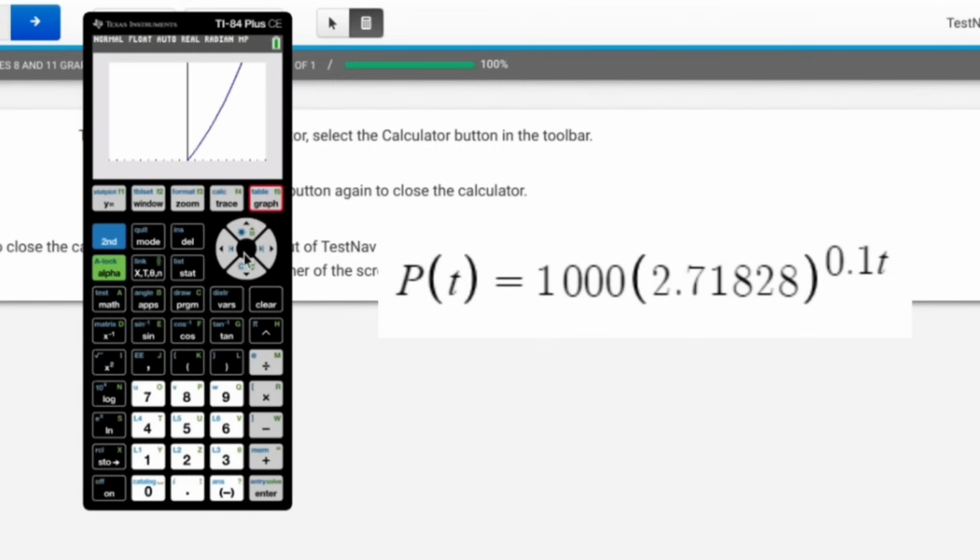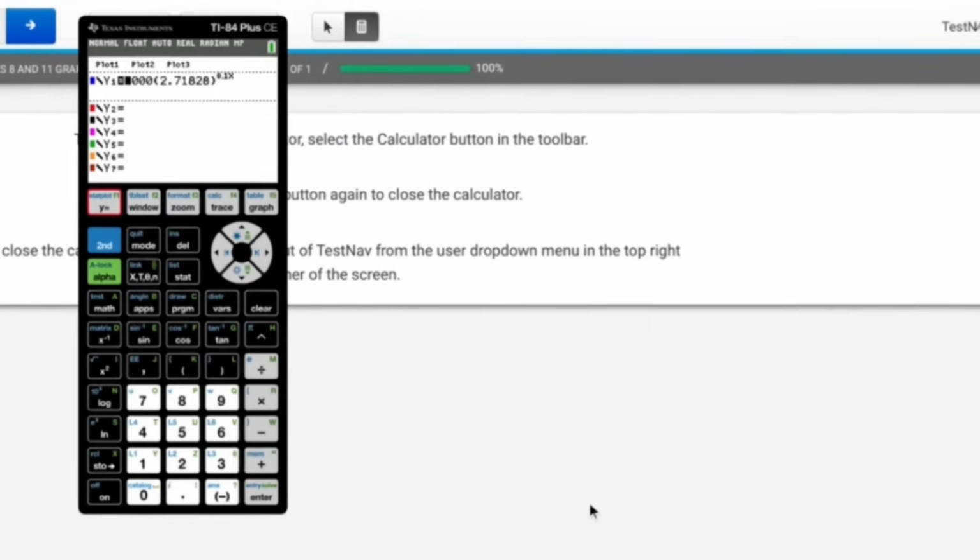Find the initial number of users when t equals 0. So why don't I just hit second, trace, go to value, and type in when t or x equals 0, and I get 1,000. Well, that makes a ton of sense, because if I were to type in 0 into this initial equation right here, that eliminates the exponent, turning it into 1, and 1,000 times 1 is 1,000. So A is pretty simple.